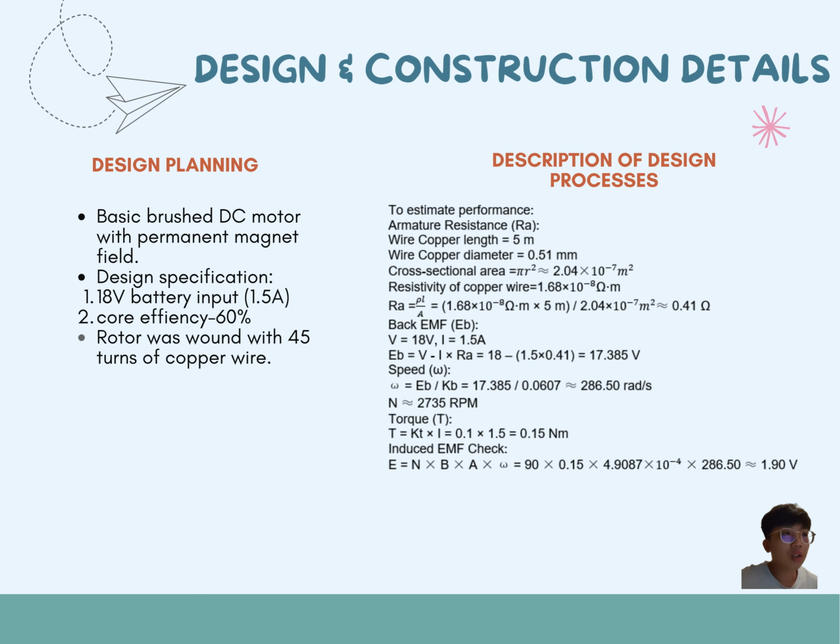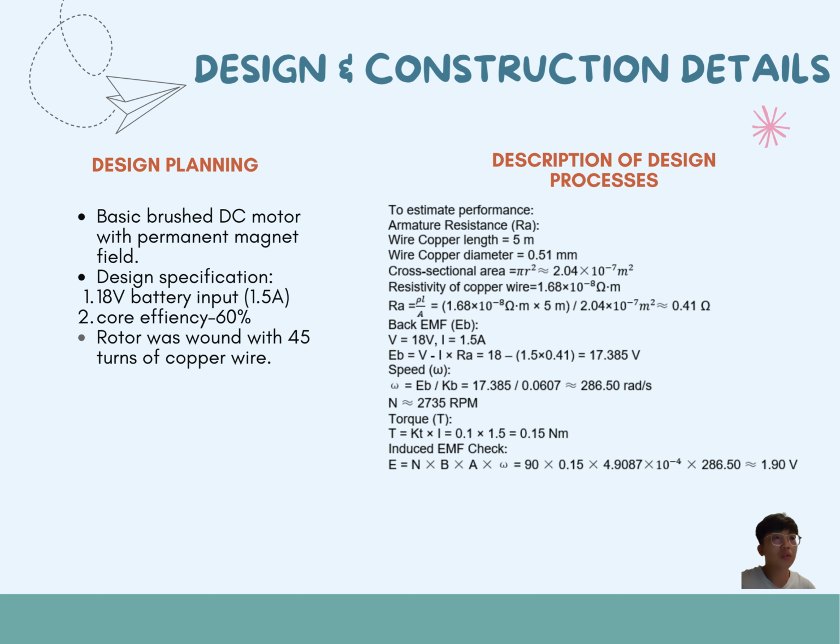So in design and construction details, the design planning is a basic brushless DC motor with a permanent magnet field. We designed the motor specifications as follows: we use an 18-volt battery as input, and the second is a core efficiency of 60%. The rotor was wound with 45 turns of copper wire.